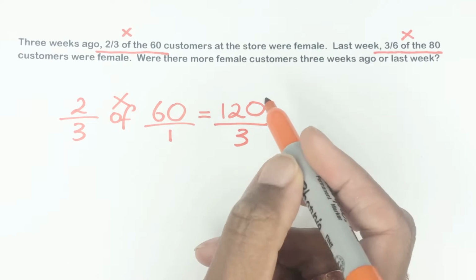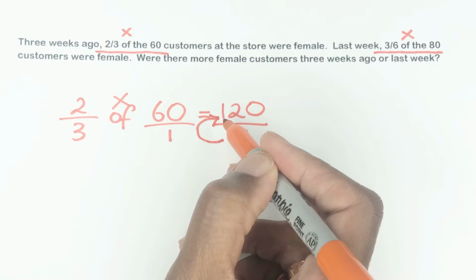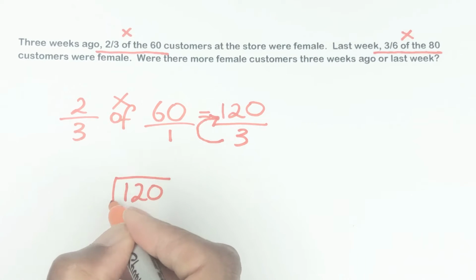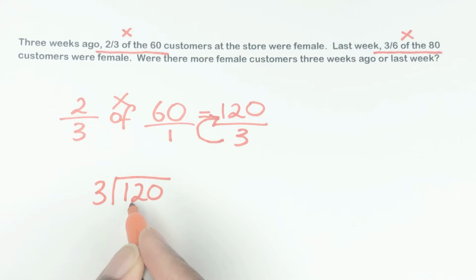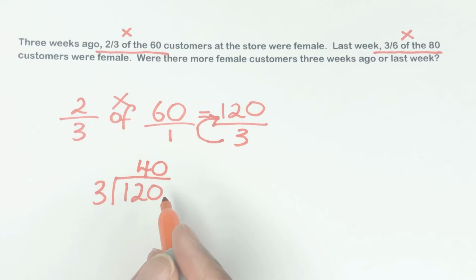What do we do with this? Well, we need to know how many times 3 goes into the 120, right? So we can do that down here, and we divide that by 3. 3 into 12 goes 4 times. 3 into 0, right? So that gives us the answer of 40.